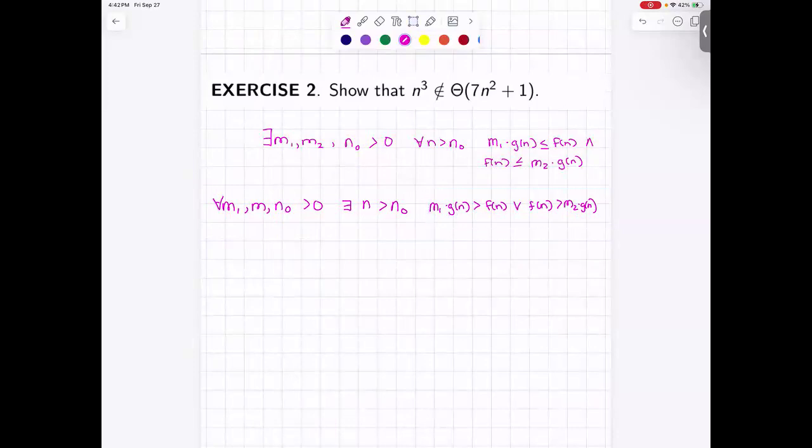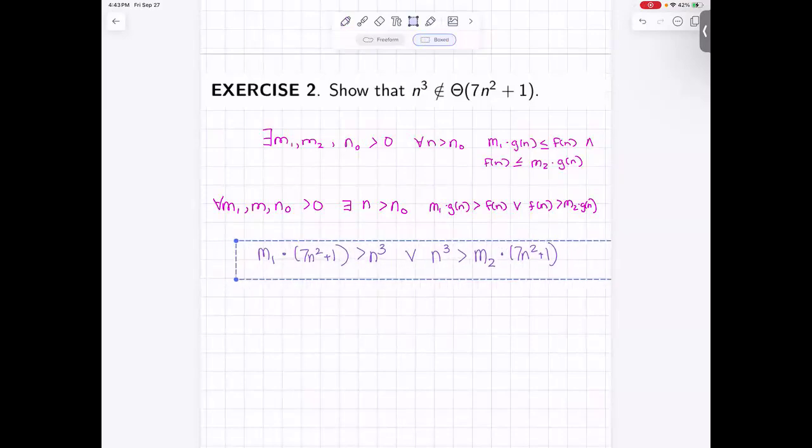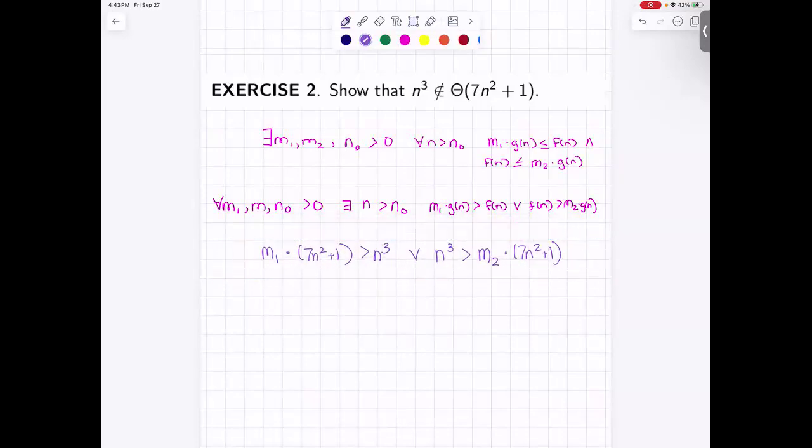So let's rewrite our problem in this format here. So we have m1 times 7n² plus 1 is going to be greater than n cubed, or n cubed will be greater than m2 times 7n² plus 1. So when we look at this, we can ask ourselves, which one of these just looks easier to prove, since both of them can't be true at the same time?